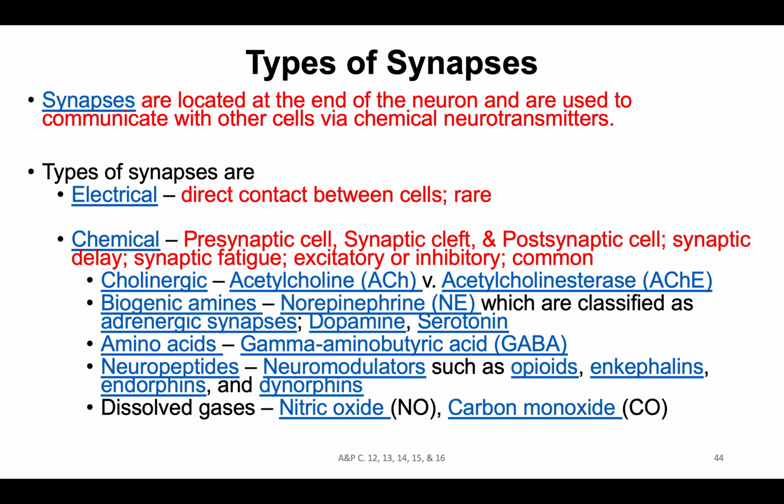Synaptic delay and synaptic fatigue. Delay is when the neurotransmitters take a little bit longer to get across, and fatigue is when too many neurotransmitters are received. It becomes difficult for that receiving neuron to function. And then chemical synapses can be excitatory. They can accelerate things, or they can be inhibitory. They can stop them. And then these are very common, and these are just different types listed below, different types of neurotransmitters and how they're classified.